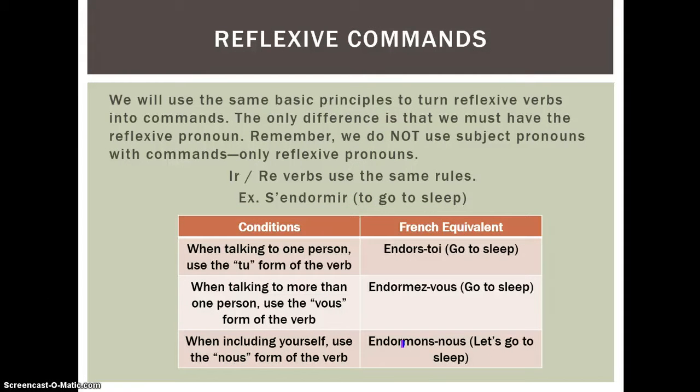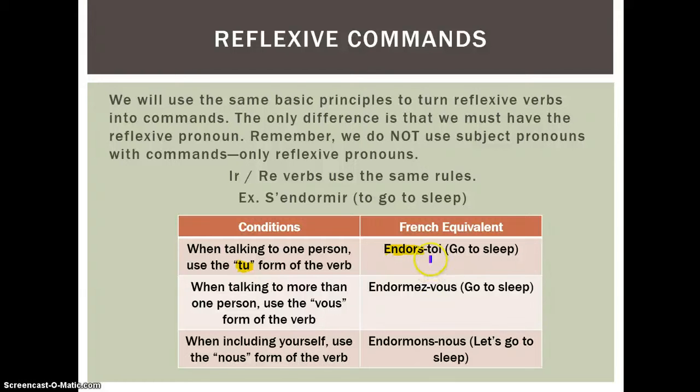Okay, now take all of that you just learned, and we're going to apply that knowledge to your reflexive commands, and we're going to add a step. Okay, so if your reflexive verb ends in IR and RE, same rules apply for both of those endings. When you're talking to one person, use the tu form of that verb. Okay, so we would use this endormir part. Okay, it is irregular, so it's one we had to simply memorize. Okay, so endors is how you would conjugate the verb s'endormir using the tu form.